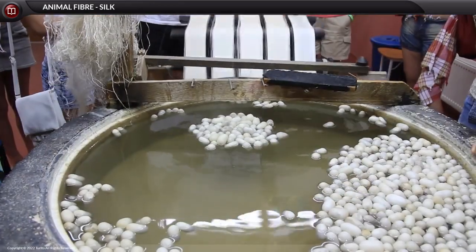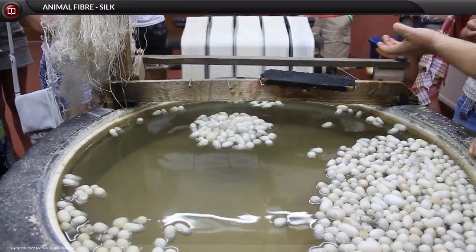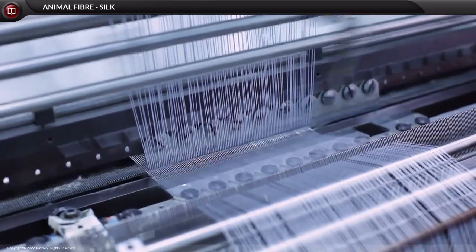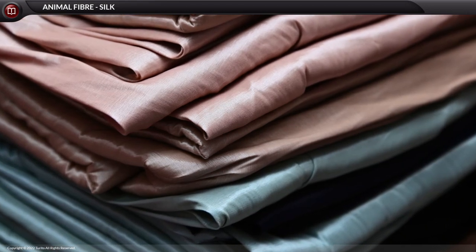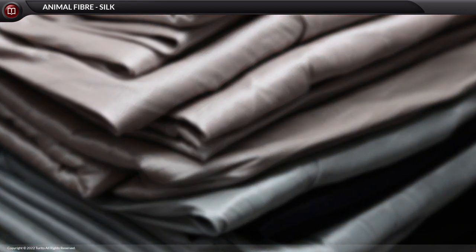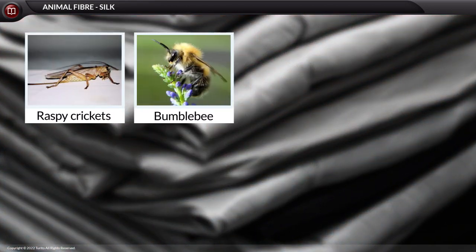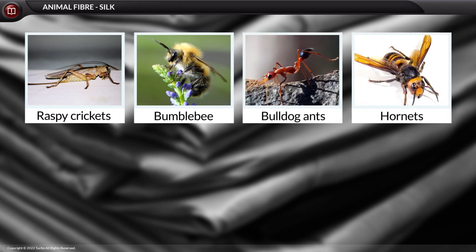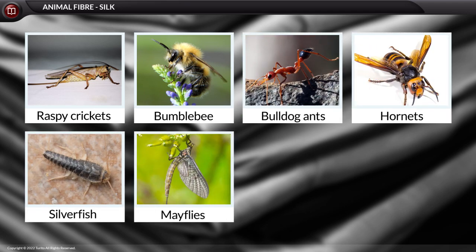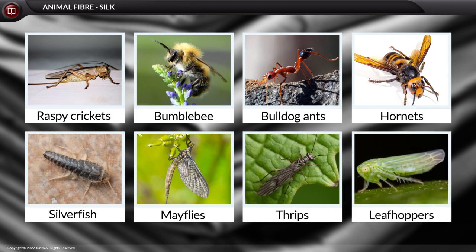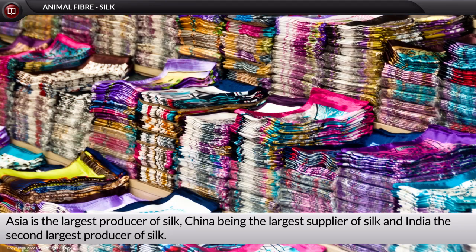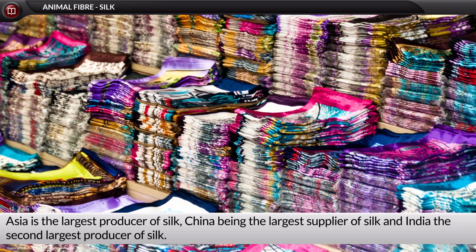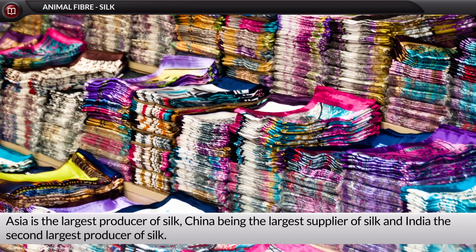In the process, the threads are unwound from the cocoon and reeled into threads of the fiber, which is then finally woven into fabric. Other animals that give us silk are raspy crickets, bumblebee, bulldog ants, hornets, silverfish, mayflies, thrips, and leafhoppers. Asia is the largest producer of silk, China being the largest supplier of silk, and India, the second largest producer of silk.